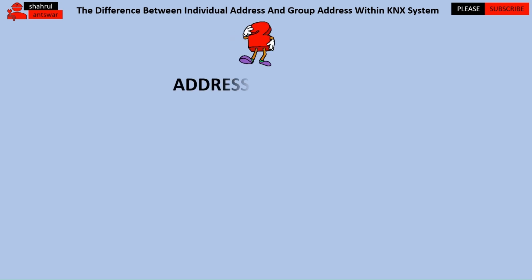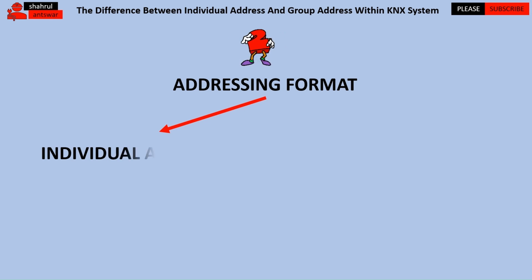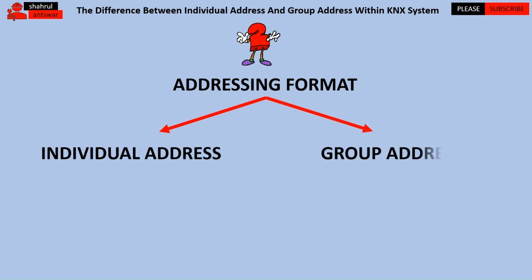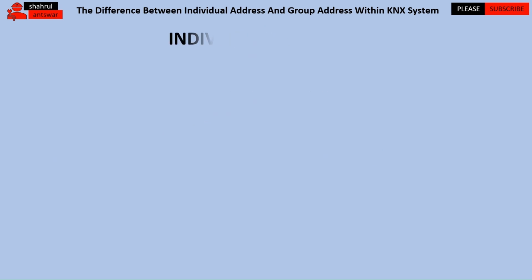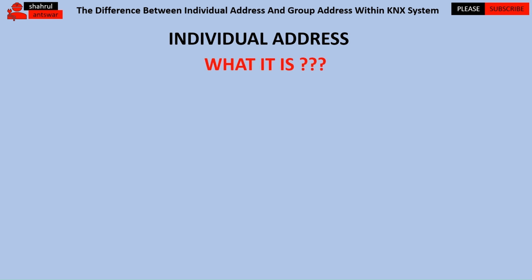The difference between individual address and group address within the KNX system. The KNX system uses these two types of addressing format. The first one is known as individual address, while the other one is known as group address. Let's take a look at the first one, that is individual address.